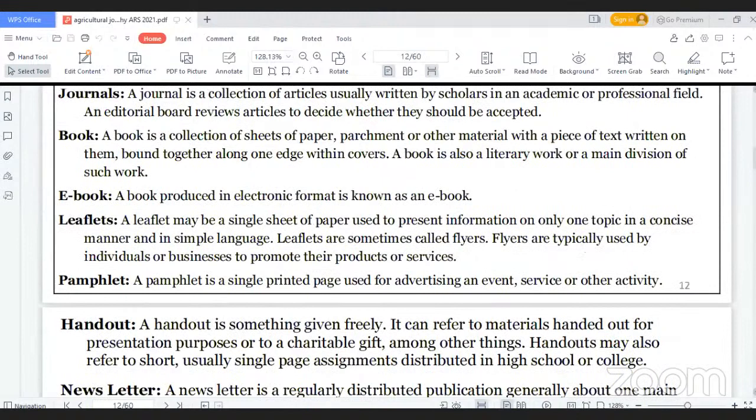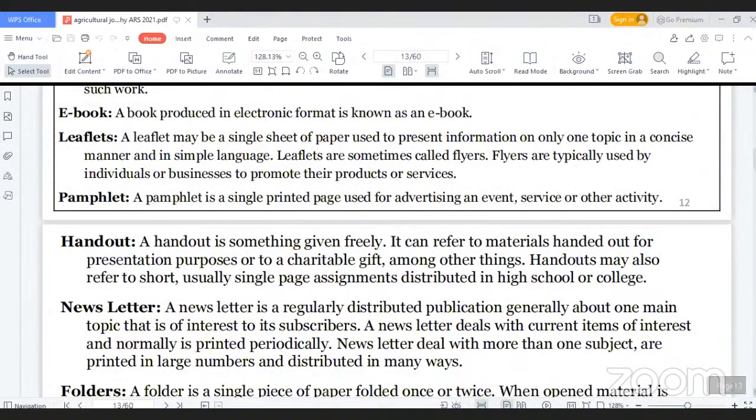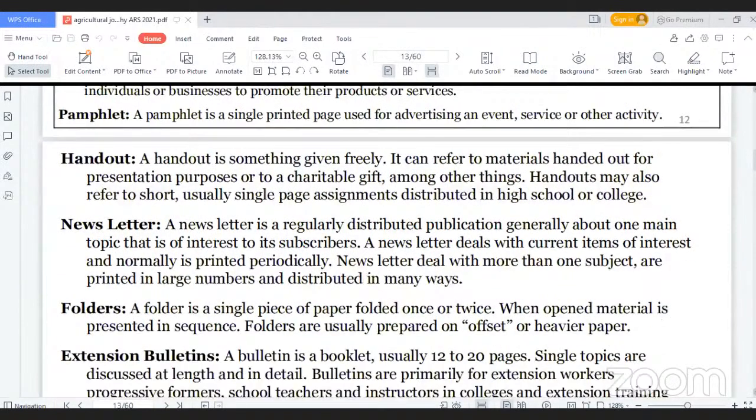Then e-book, electronic formats known as e-book. Then a leaflet may be a single sheet of paper with information on only one topic. It may be folded, maybe 2 to 3 fold, maybe 3 to 5 fold. That is the difference. A flyer is a single paper usually used by an individual or businessperson for business purposes. A pamphlet is a single printed page, maybe used for any activities.